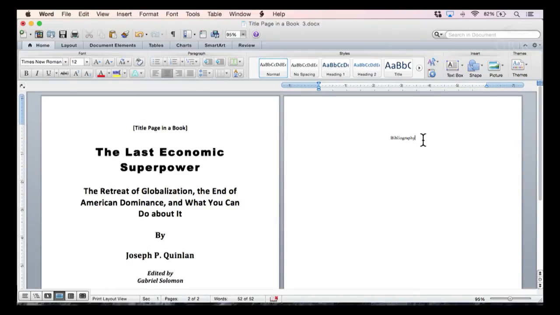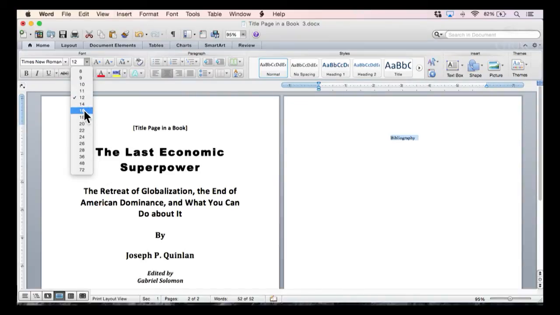Because we're doing this on screen, and because 12 point looks pretty small to me, we're going to go over here and change it to a larger font. But this is only for the purpose of showing you what it looks like, not for you to do on your own paper. Use Times New Roman, and use the size 12.